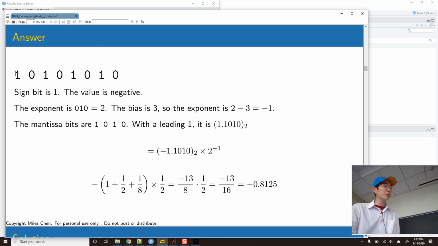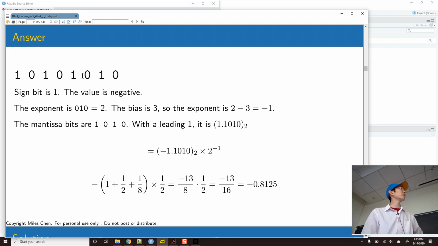The sign bit is the first bit, that's a 1. So we know this value is going to be negative, okay? The exponent bits are 0, 1, 0, which translates to 2, okay? But we have an exponent bias of 3, right? We covered that on Monday, but just reminding you, when we have 3 bits, we can represent 8 unique values. Half of 8 is 4, and 4 minus 1 is 3. So our exponent bias is 3. Okay? So the exponent is going to be 2 minus 3, which is -1.